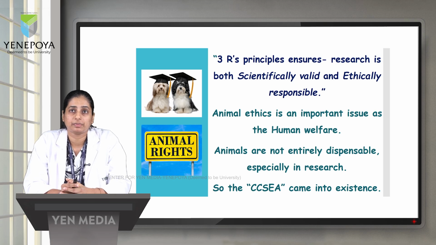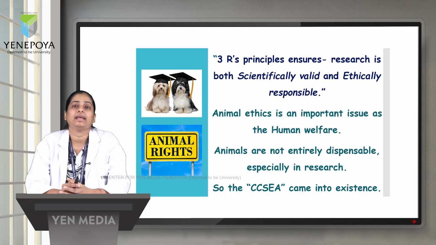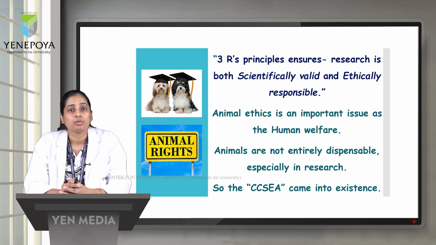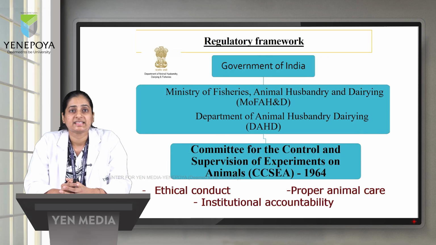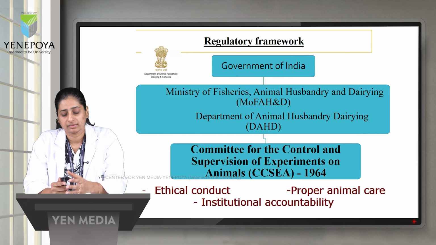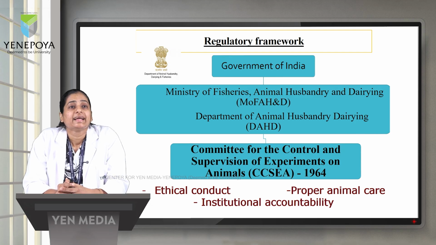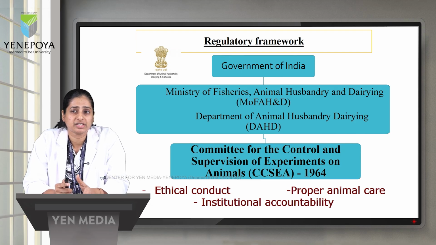The 3 R's principle ensures research is both scientifically valid and ethically responsible. Animal ethics is an important issue as human welfare, and animals are not entirely dispensable, especially in research. So the CCSEA came into existence. What is this CCSEA? CCSEA is the Committee for Control and Supervision of Experiments on Animals in India, that is, Prevention and Control of Experiments on Animals. This is under the Government of India, Ministry of Fisheries, Animal Husbandry and Dairy.